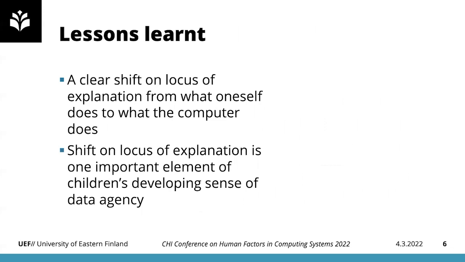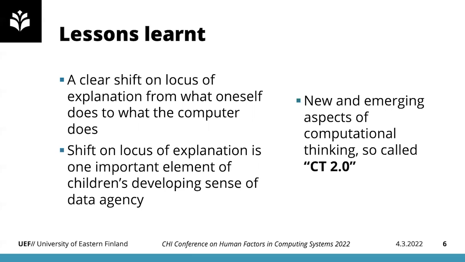What we learned from the workshop: while the kids are working in this kind of tasks, there is a clear shift in the locus of explanation from what oneself does to what the computer does. Over time, the kids start to understand what the computer does, and the explanations they were providing for us changed clearly into this category. This shift in the locus of explanation is definitely one of the most important elements when we are developing children's sense of data agency.